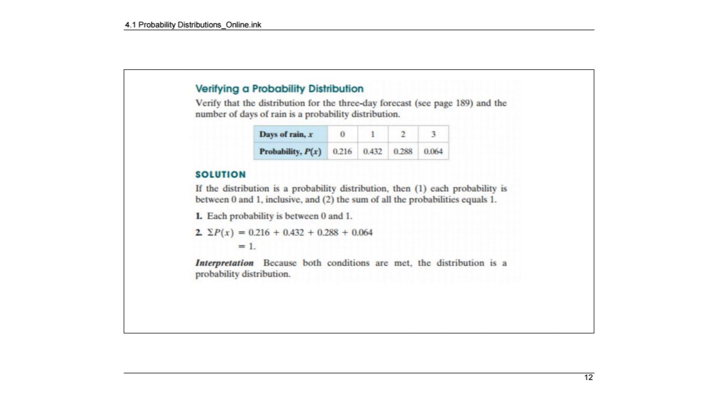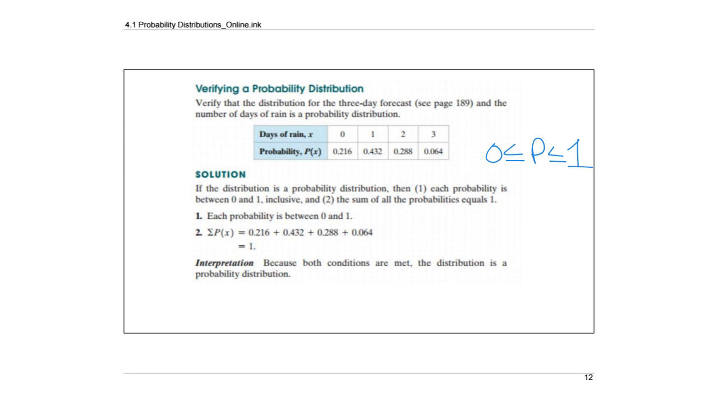All right, this problem gives me the days of rain, so discrete variables, 0, 1, 2, and 3, and then the probability for each. And they want me to go ahead and check and see if this is a probability distribution. The first thing we have to check is that each of these probabilities is between 0 and 1 inclusive. So it can be 0, can be 1, and we're good. There's no negative numbers. There's no numbers greater than 1. So that fits the first criteria.